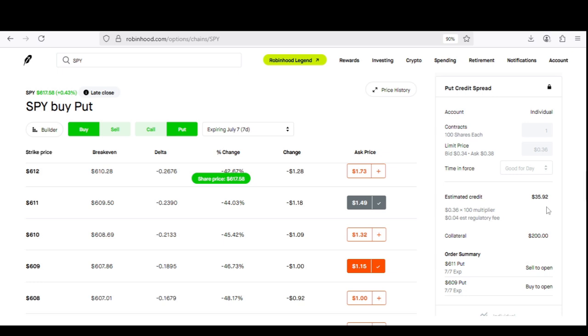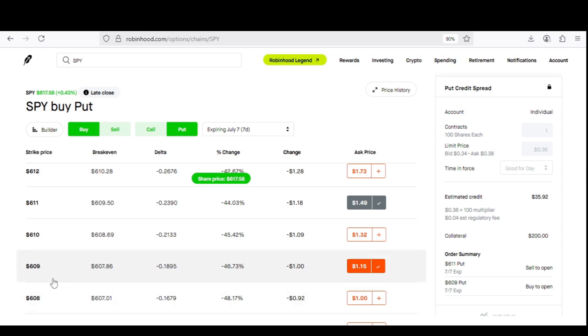However, your collateral is going to go up. It's going to go up now to $200. And the reason for that is now because you're using a $2 wide spread as opposed to previously where you used a $1 wide spread. Now, that is one way you could reduce the risk. The reason why this reduces your risk is because in order for this trade to go against you, this share price right here needs to drop all the way below the 609 in order for you to lose this trade.